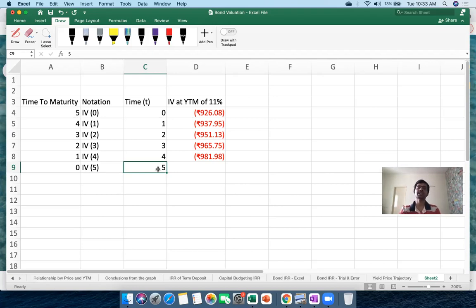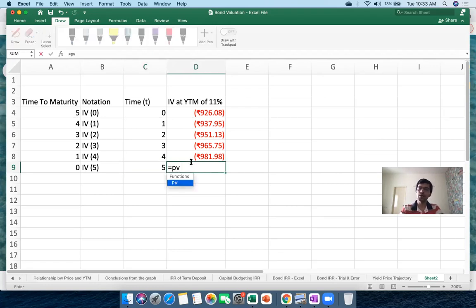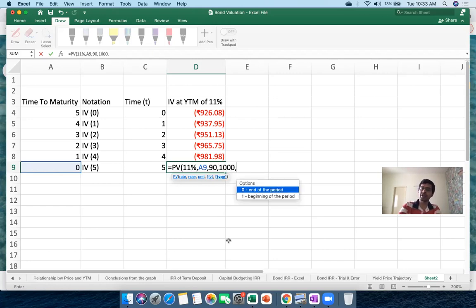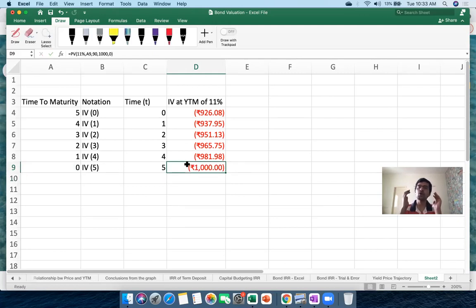Now, if I apply the same formula PV, the required rate of return is going to be 11%. Number of periods is going to be 0 because I'm standing one moment before the maturity. Payment per period, I can write it as 90, but that 90 is not going to be received, and that is captured through 0. Even if I put a payment of 90, it's as good as 90 into 0, which is nothing but 0 itself. And then I have the future value, which is equal to the redemption value of 1000.